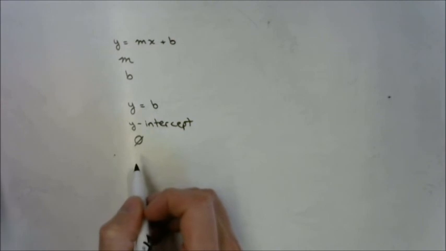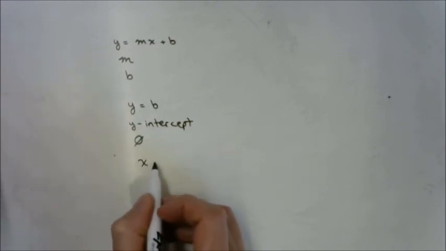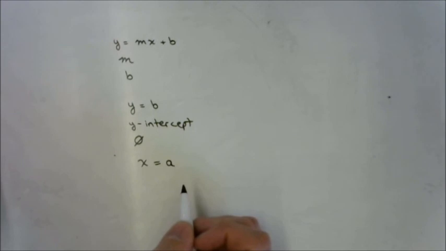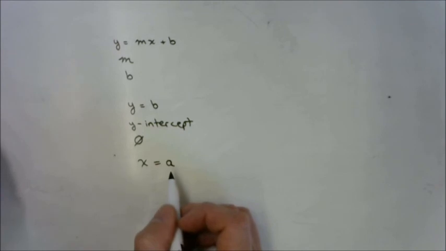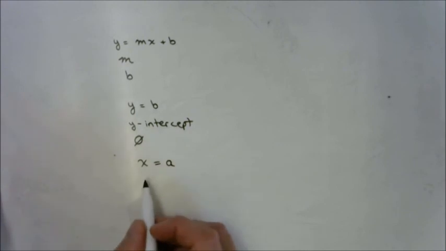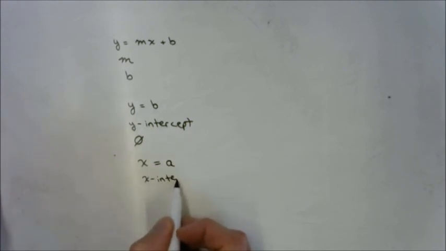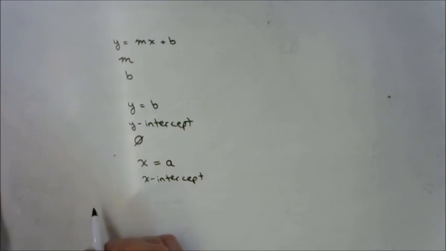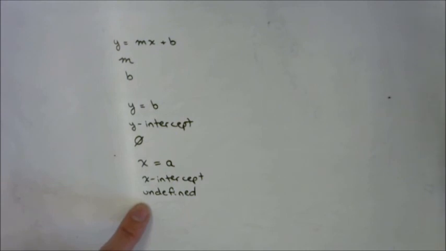A vertical line is written in the form x equals a. A just means any number, whatever number it goes through. Where a is the x-intercept. And the slope of a vertical line is undefined, not 0. 0 is a good number. 0 is just as important, if not more important, than all the other numbers. 0 is a good slope. 0 in the denominator is undefined.